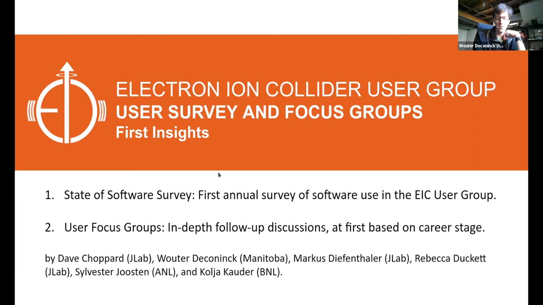I'll be talking about work that was done by a group of people at Jefferson Lab, BNL, ANL, and here in Manitoba. There are two parts to this presentation. First, I'll talk a little bit about the State of Software Survey, which is the first of an annual survey of software use in the EIC user group. Then I'll talk about the focus groups that have followed this survey, which were in depth and at this point oriented around where in the career stage the users are. We call this user-centered design because we are a user group and we're focusing on users of our software. The broader field in which this kind of work fits is often called human-centered design.